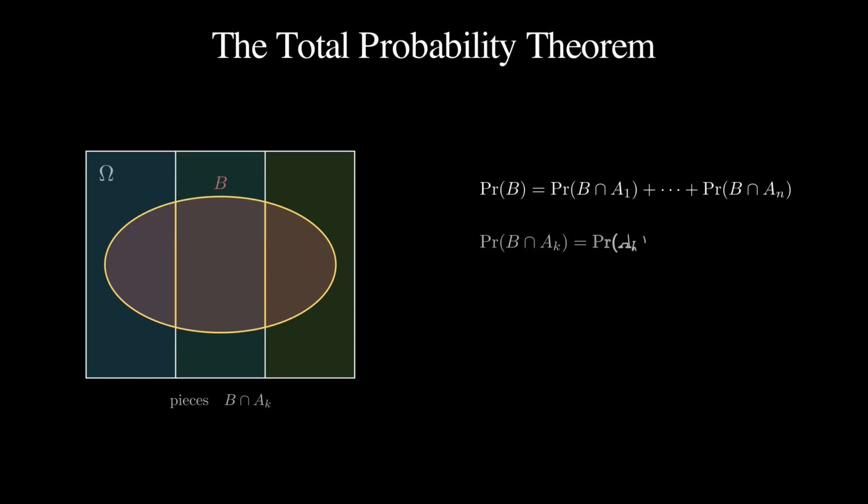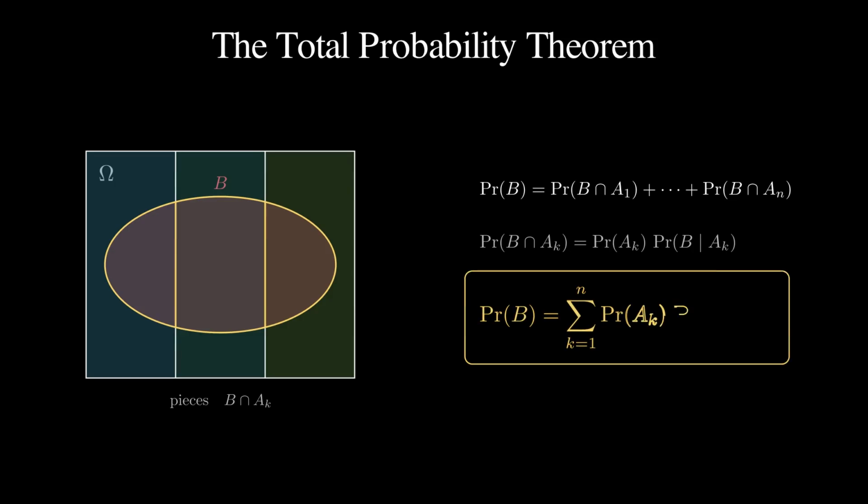Here is the key move. Each piece, by the product rule, is the probability of its tile times the conditional probability of B given that tile. Substitute, and out comes the total probability theorem. The probability of B equals the sum over K of the probability of AK times the probability of B given AK. Read it as a weighted average, the chance of B in each scenario weighted by how likely that scenario is. Let's put it to work.